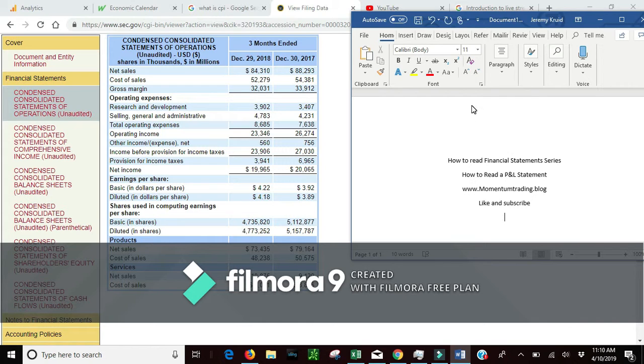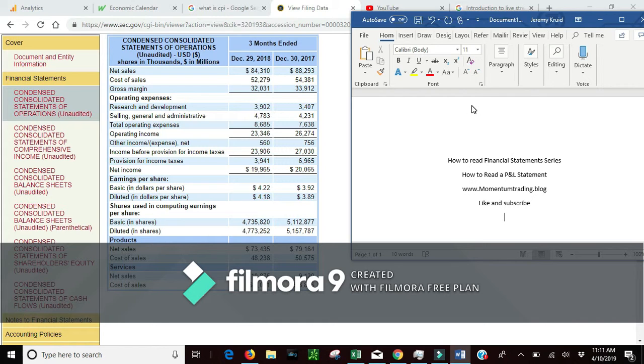The next line you'll see cost of sales. Cost of sales is the cost that were incurred to actually make the products. So it's the labor, the materials, parts and pieces, shipping, things like that that actually go into getting the product out to the stores and to the customers.